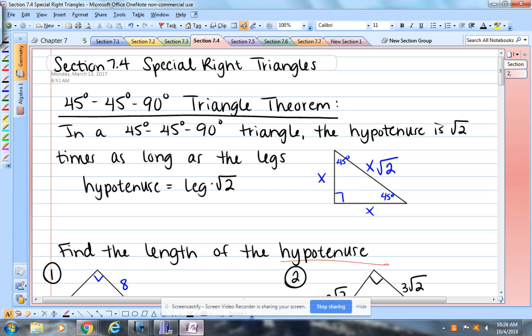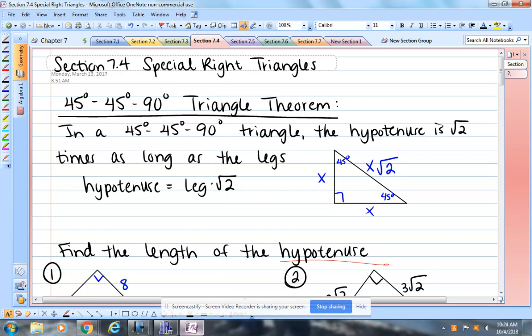All right. So, section 7.4, we're going to talk about special right triangles. There are two types of special right triangles. The first one is a 45, 45, 90 triangle. 45, 45, and 90 are the three angle measures. All right? So, what kind of triangle do we have when we have two congruent angle measures? Isosceles. All right? So if we have an isosceles right triangle, that means it's a 45, 45, 90 triangle.